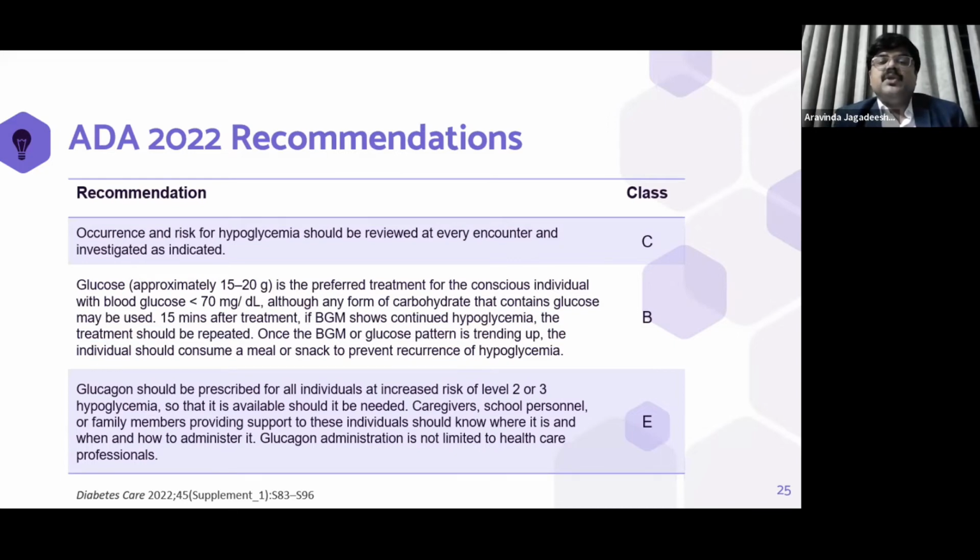Once the blood glucose or the glucose pattern is trending up, the individual should consume a meal or a snack to prevent recurrence of hypoglycemia. Then in class E, glucagon should be prescribed for all individuals at increased risk of level 2 or 3 hypoglycemia, so that it is available should it be needed. Caregivers, school personnel, or family members providing support to these individuals should know where it is and when and how to administer it. Glucagon administration is not limited to healthcare professionals; it can be given by paramedics as well.